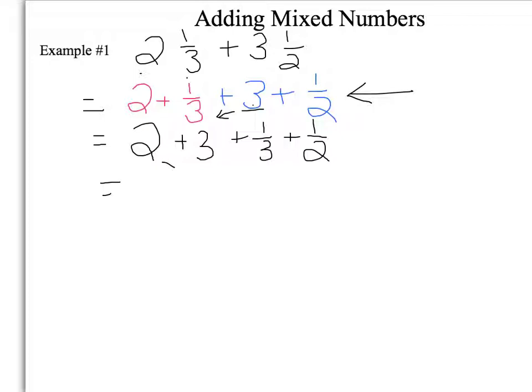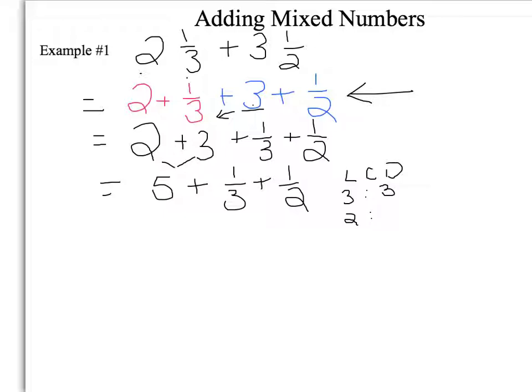We know that 2 plus 3 is 5. And then 1/3 plus 1/2 is like the problems we were doing yesterday with adding fractions with unlike denominators. So we're going to follow our steps. The first step is to find the least common denominator. So we need to write out the multiples, not the fractions, the multiples of 3 and 2. Here's 3 and here's 2. Multiples of 3 are 3, 6, 9, 12. And the multiples of 2 are 2, 4, 6, 8.